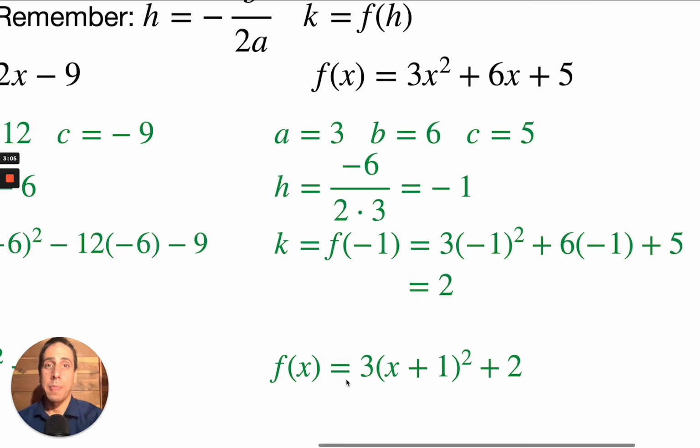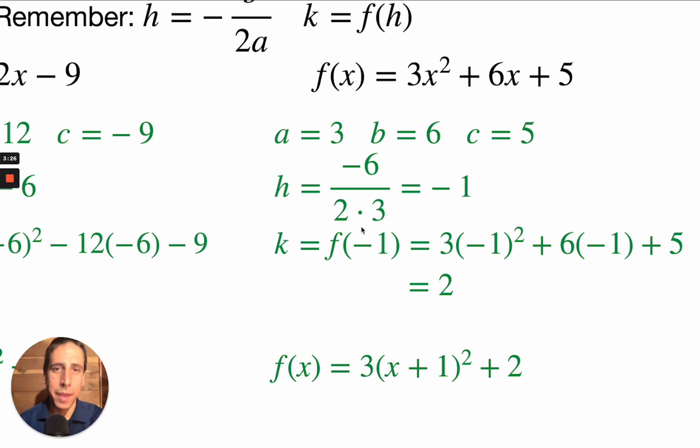This one, let's identify a, b, and c. We got 3, 6, and 5. So a is equal to 3, b is equal to 6, c is equal to 5. The h value is negative b over 2 times a. So that's going to be, at the end of the day, h is equal to negative 1.